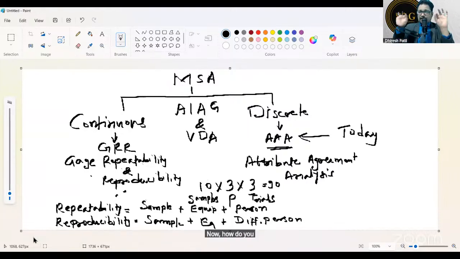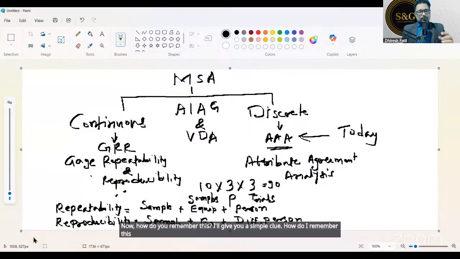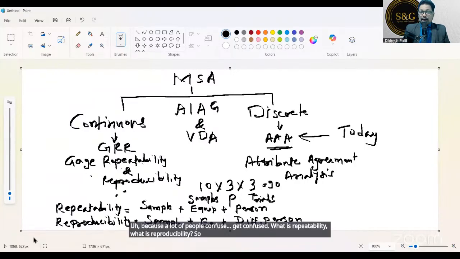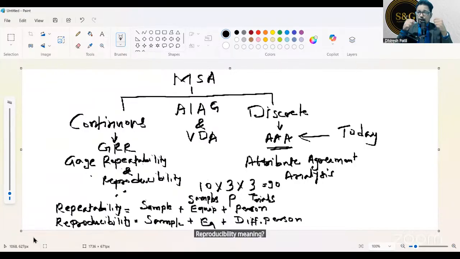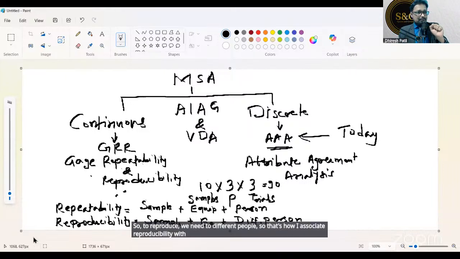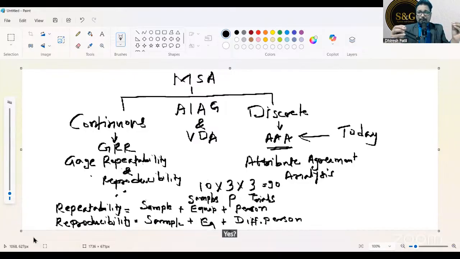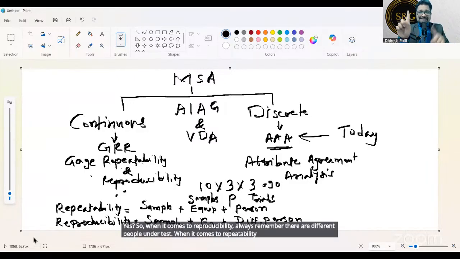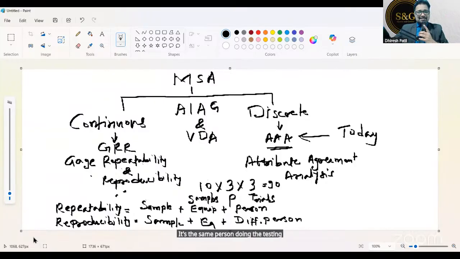Now, how do you remember this? I'll give you a simple clue, because a lot of people get confused between repeatability and reproducibility. Reproducibility: to reproduce a baby, for example, we need 2 persons, right? A male and a female, correct? So we need 2 different people. So to reproduce, we need 2 different people. That's how I associate reproducibility with different people. Are you clear? So when it comes to reproducibility, always remember there are different people under test. When it comes to repeatability, it's the same person doing the testing. Clear, everybody? Just give me yes in the chat box.